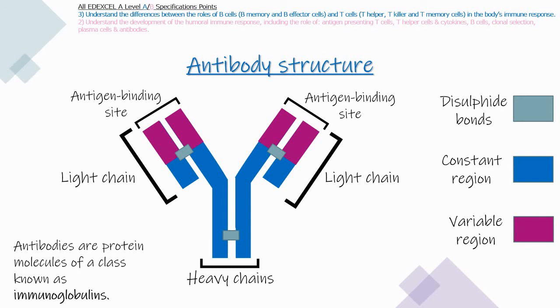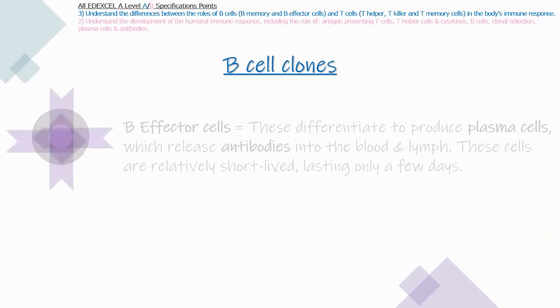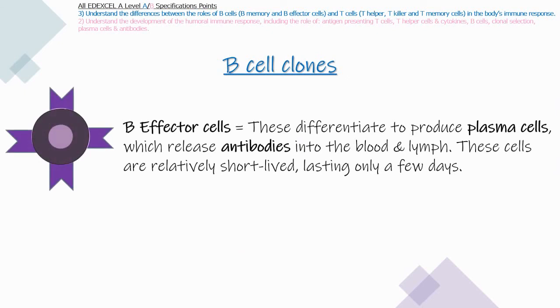So there are 2 different types of B cell clones you need to know. These are B effector cells. B effector cells differentiate to produce plasma cells, and plasma cells release antibodies into the blood and the lymph. B effector cells are relatively short-lived and they last only a few days.